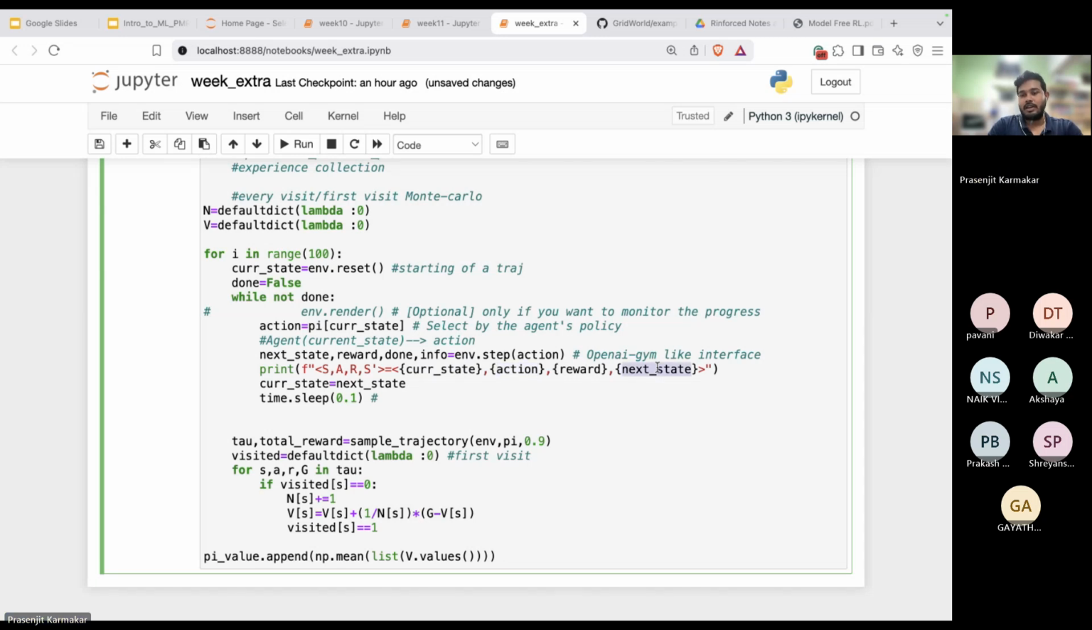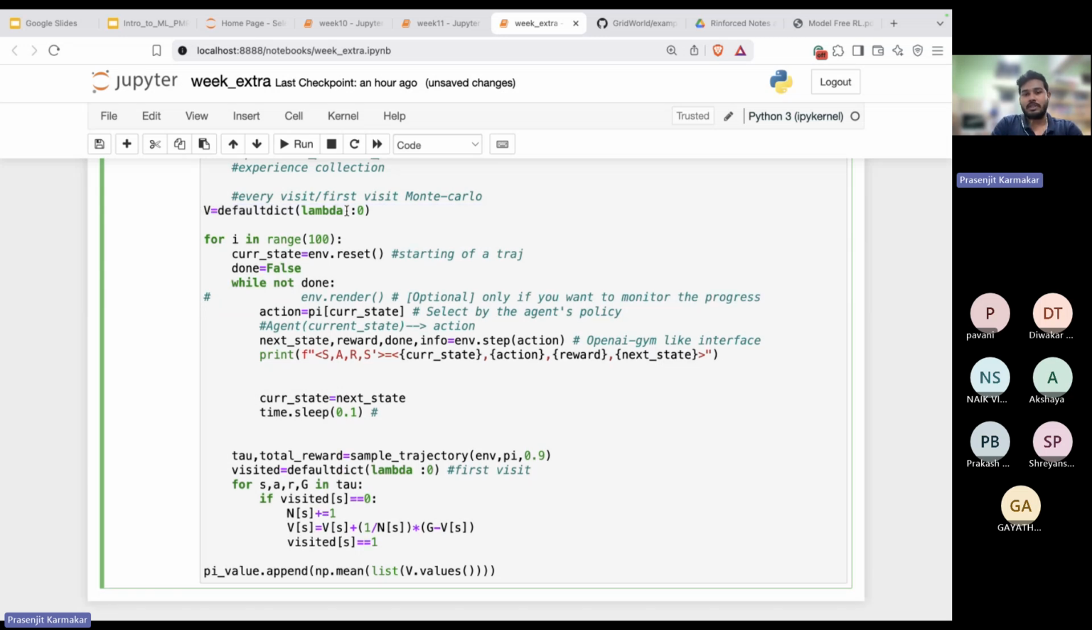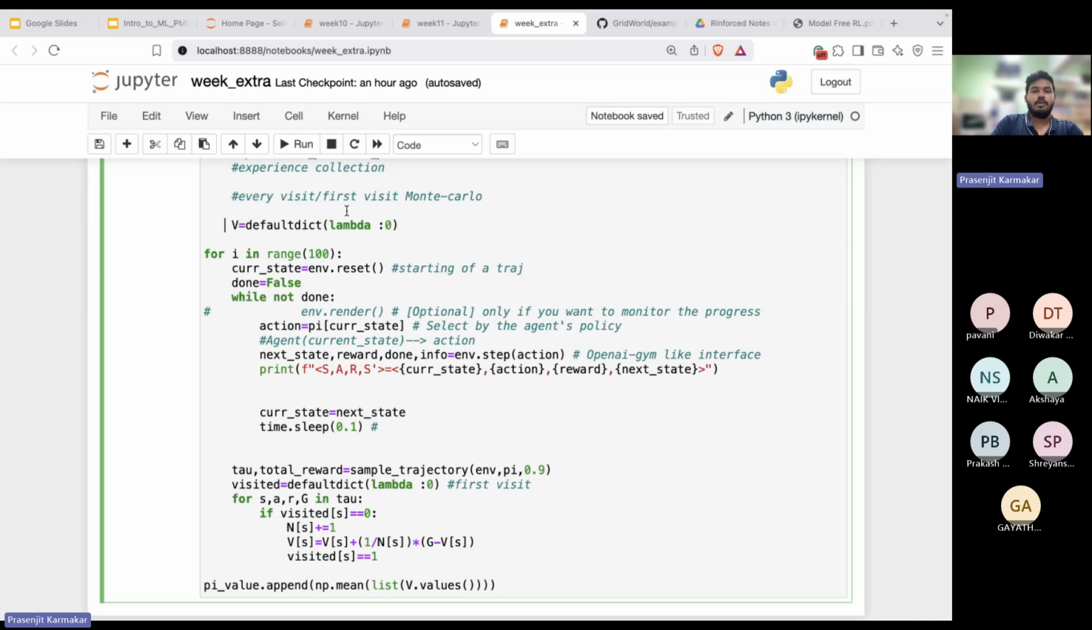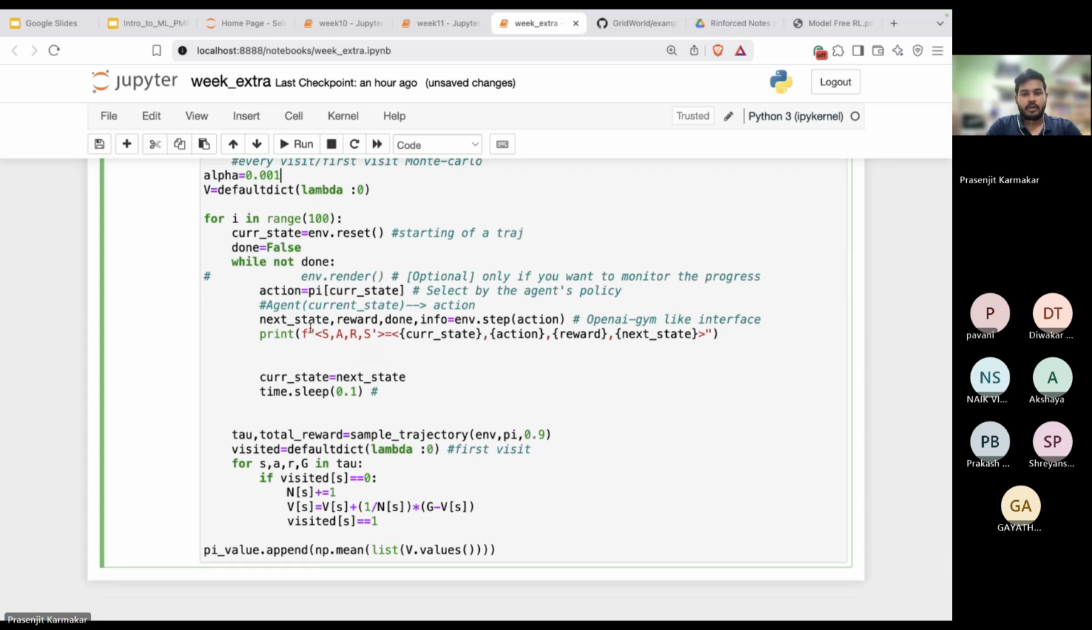Now what will be my update equation? I don't need the decaying step size, because I will be using a constant alpha value. I'll keep alpha to be 0.01.